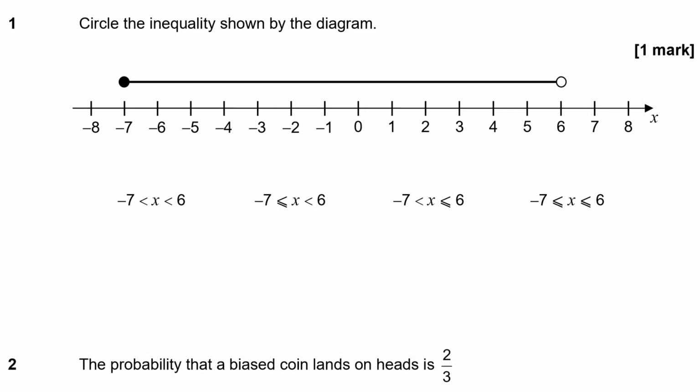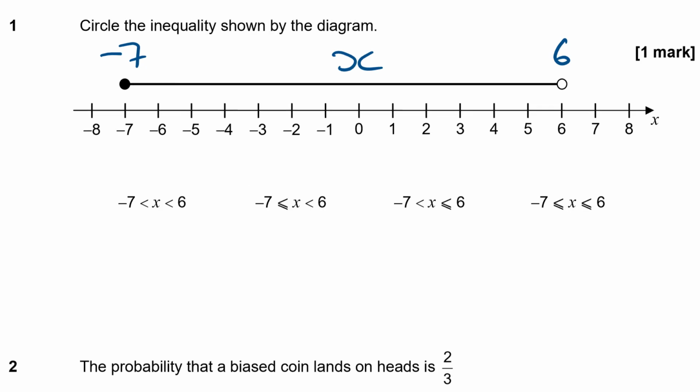Question 1 asks us to circle the inequalities shown in this diagram. So we've got this line that stretches from -7 up to 6. Now the value of x is going to lie somewhere in between these. Now we just need to work out which way around the signs go. Underneath the -7 we have a filled dot, and the filled dot means that the number -7 is included in the range. So we're going to draw a greater than or equal to symbol between those two. So x is greater than or equal to -7.